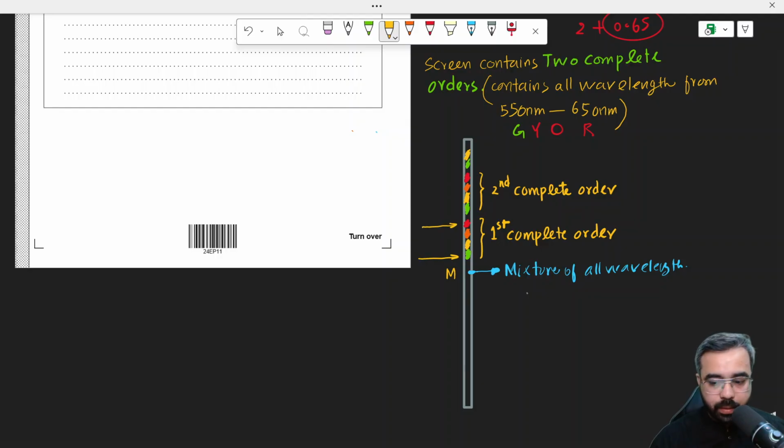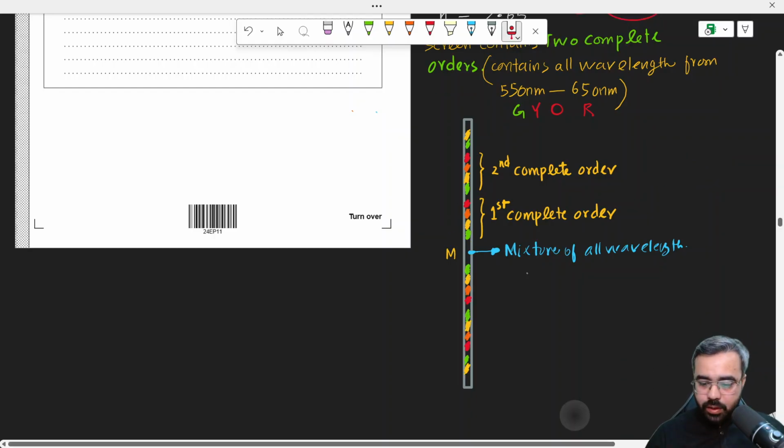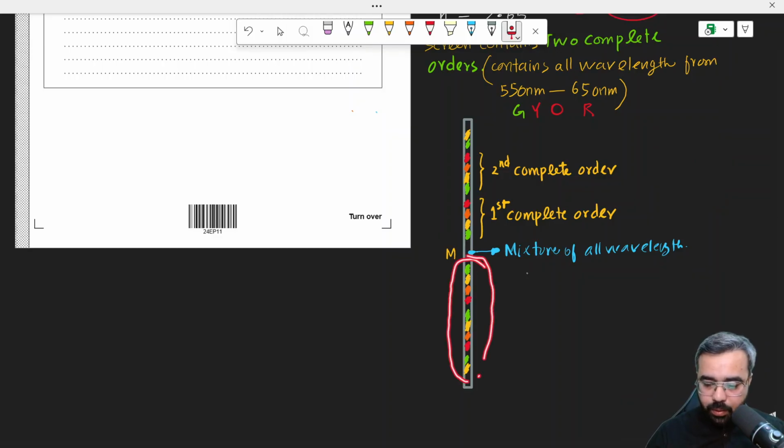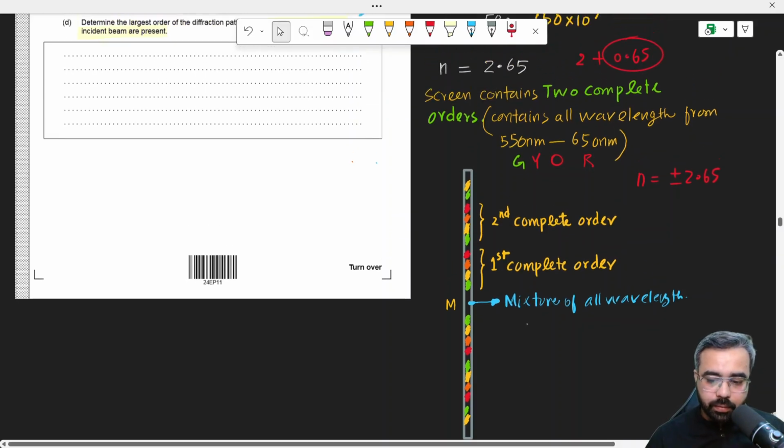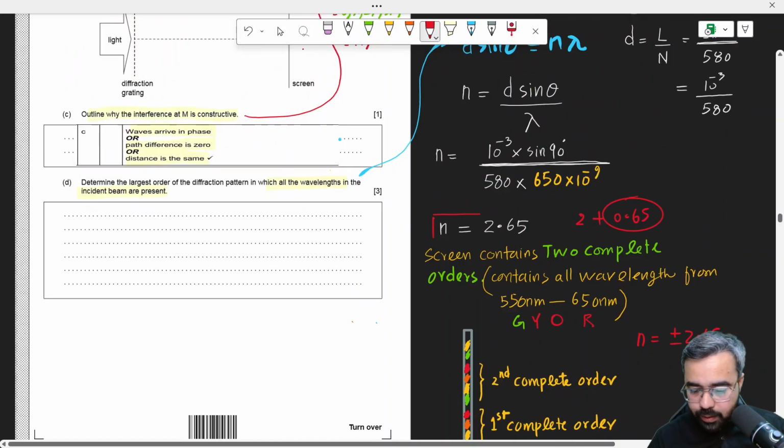Green is close to the center, because you can see from the formula d sine theta equals n lambda that sine theta is proportional to lambda. So if the wavelength is small, the angle will be small. So students, the last thing: I have shown the two complete orders on the other side of the center also, because the order that we get is plus or minus 2.65. The positive ones you can show above, and the negative ones on the other side. So that's why we should select the wavelength 650 nanometer to find the maximum order.